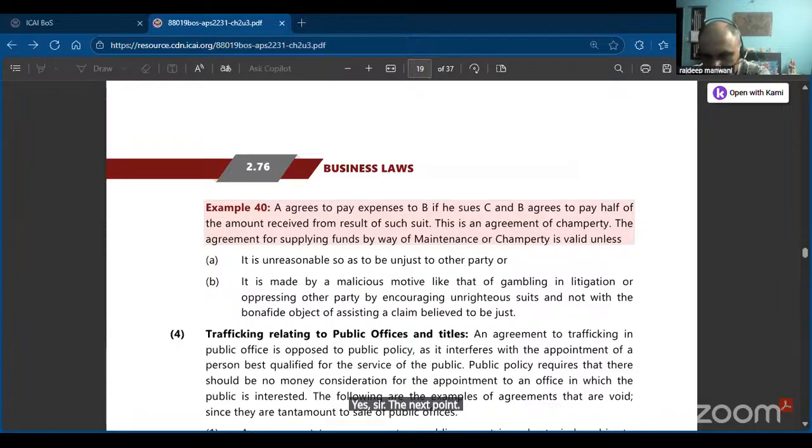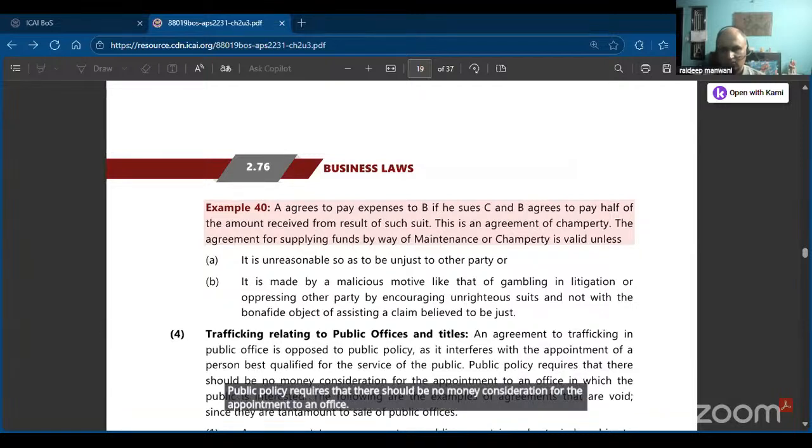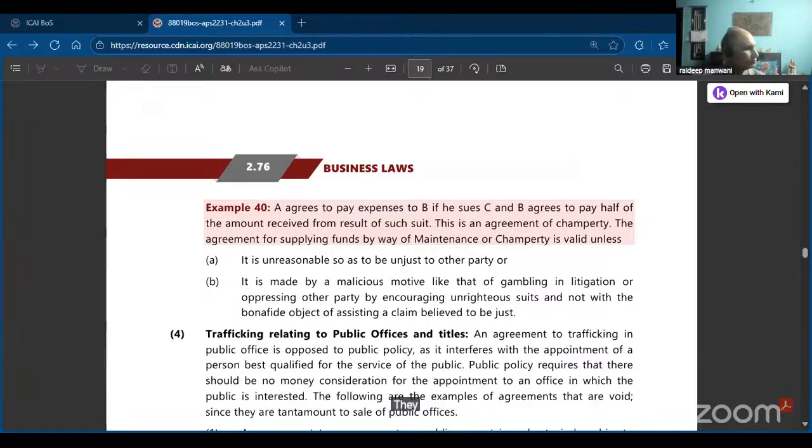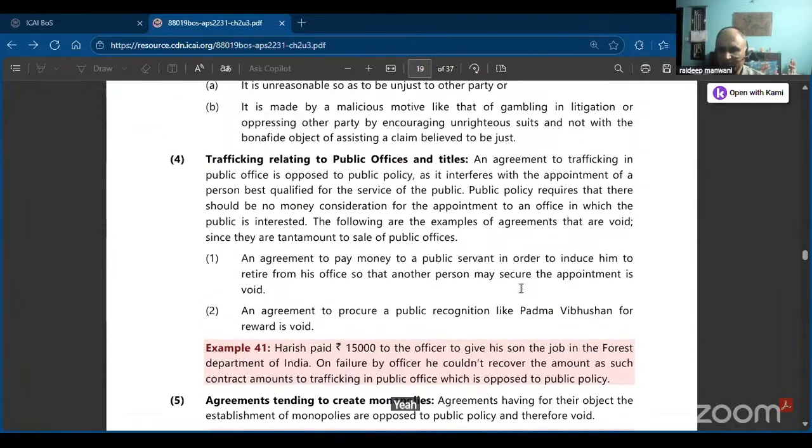Trafficking relating to public offices and titles. An agreement to traffic in public office is opposed to public policy, as it interferes with the appointment of a person best qualified for the service of the public. Public policy requires that there should be no money consideration for the appointment to an office in which the public is interested. The following are examples of agreements that are void, since they are tantamount to sale of public offices. Read the examples.